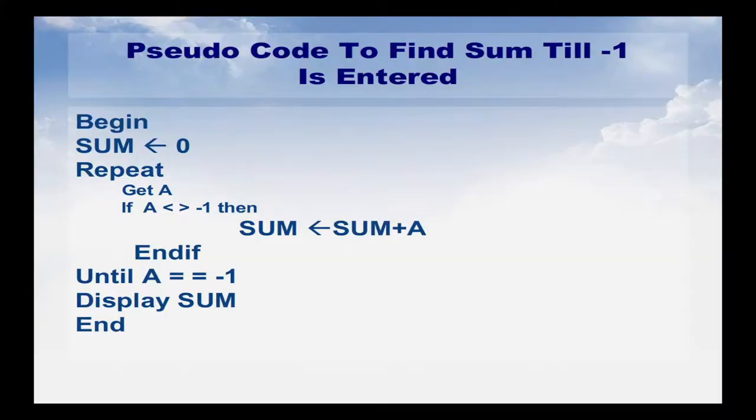Now let us rewrite the problem of adding the numbers until the number minus 1 is entered, which we have just written using the while construct. Here we proceed the same way. We assign sum to 0, then we use the repeat keyword and get an input from the user, which we call a. If a is not equal to minus 1, then sum equals sum plus a, that is we add a to sum and assign it to sum, and this is repeated until a is equal to minus 1. The moment the user enters minus 1, this loop is exited and finally we display the value of sum.